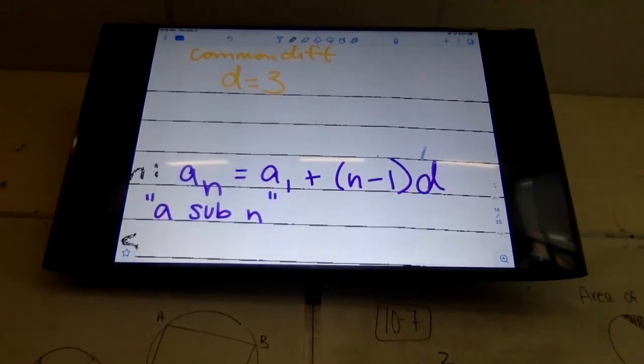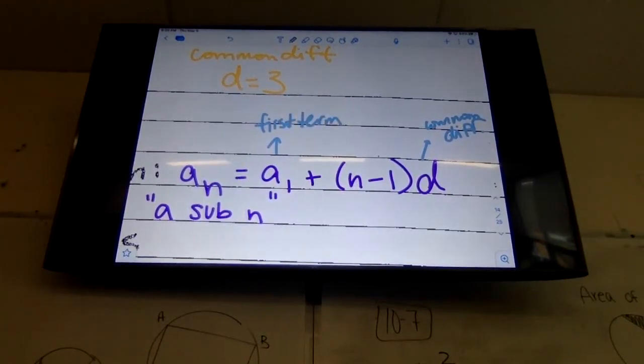Now D we just learned about. What was D again? Common difference. In this case it would be 3, but in general we just call it the common difference. A sub 1 is the first term. So it's the first number in our sequence. A sub n is which number term? Nth. Good, it's just the nth term. And then n is the number term we want.